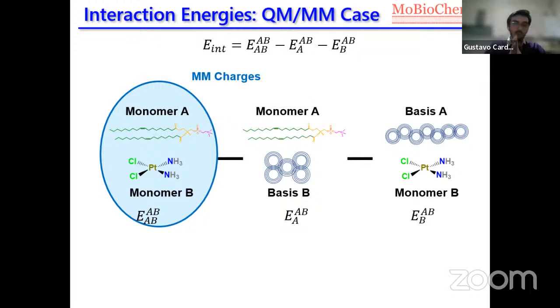Okay, so in this scheme, there is a little bit of a problem, because when we do the subdivision into two monomers, we need to see which point charges correspond to which of the monomers, because we are partitioning the whole system, not just the inner part.